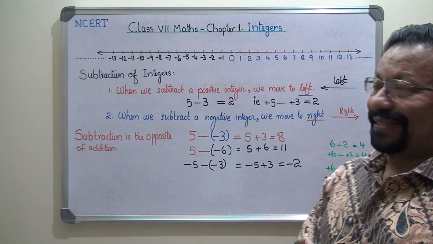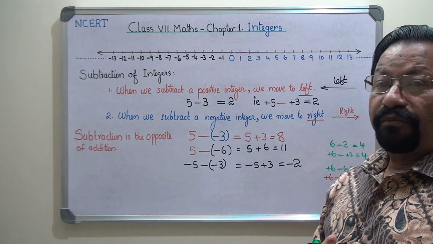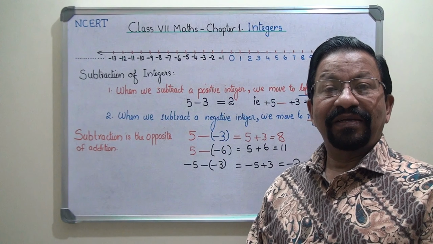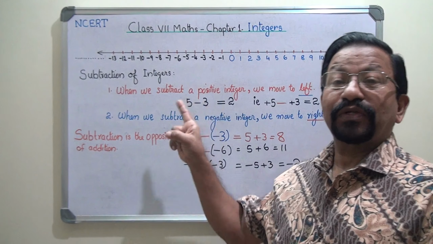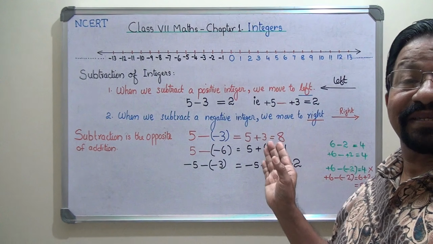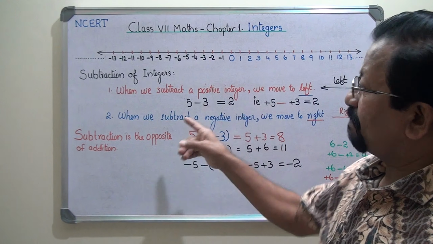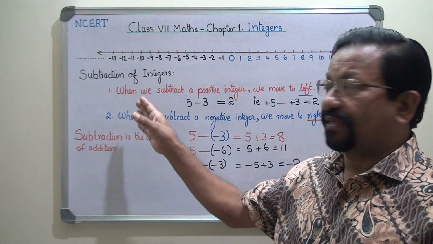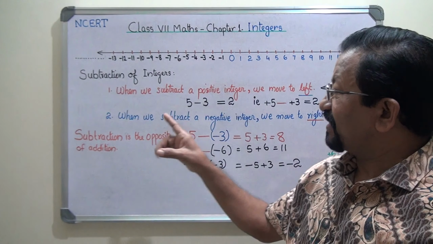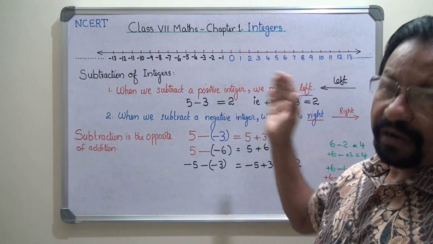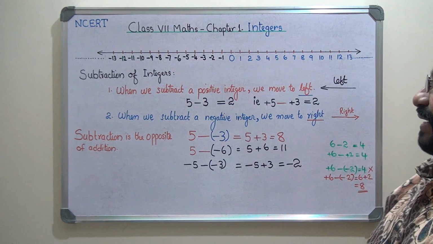When we subtract a positive integer, we move to the left. But in the case of addition, it was opposite; we move to the right. When we subtract a positive integer from a positive integer or a negative integer, we move to the left. And when we subtract a negative number from a positive integer or a negative integer, we move to the right.